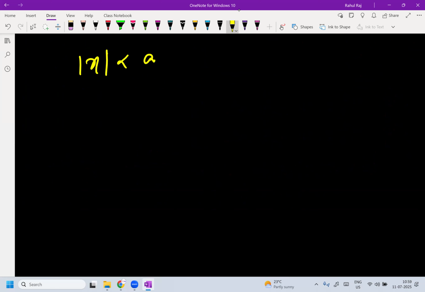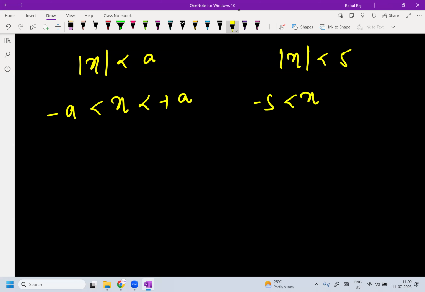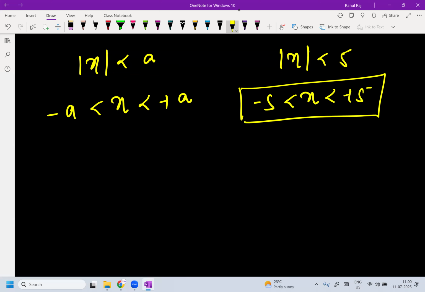So now the next theory that comes here, Shweta, is that imagine mod x less than a. What does this mean? That is mod x less than 5. So mod x less than a simply means x lies between negative a and positive a. And if mod x is less than 5, it means x will lie between negative 5 and positive 5. Am I 100% clear? Yes or no?